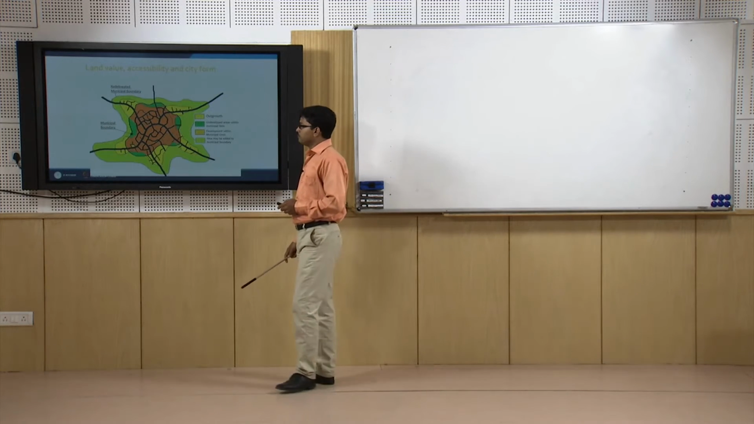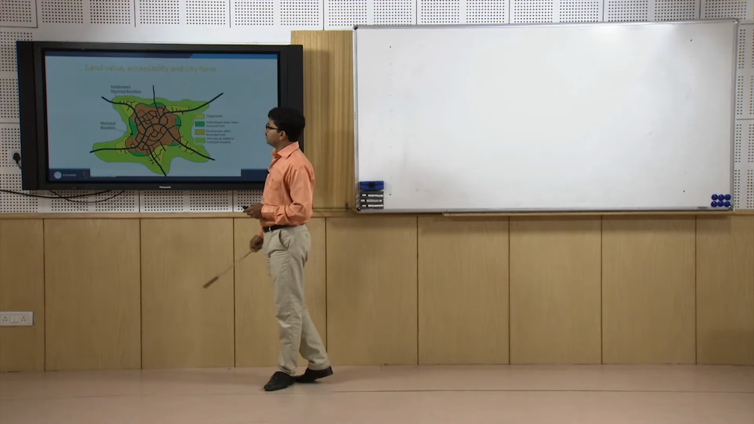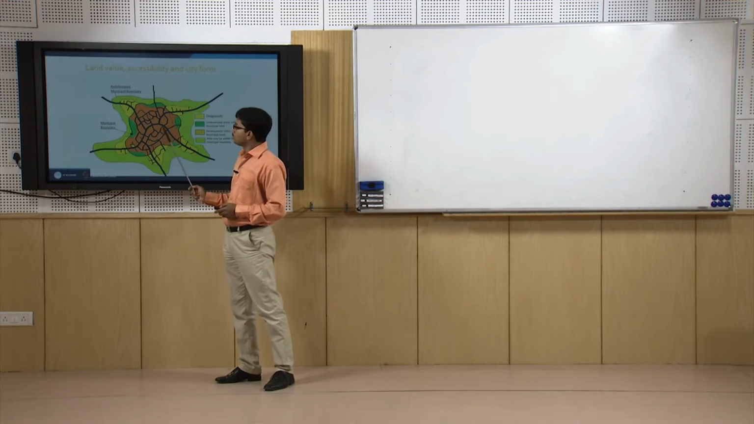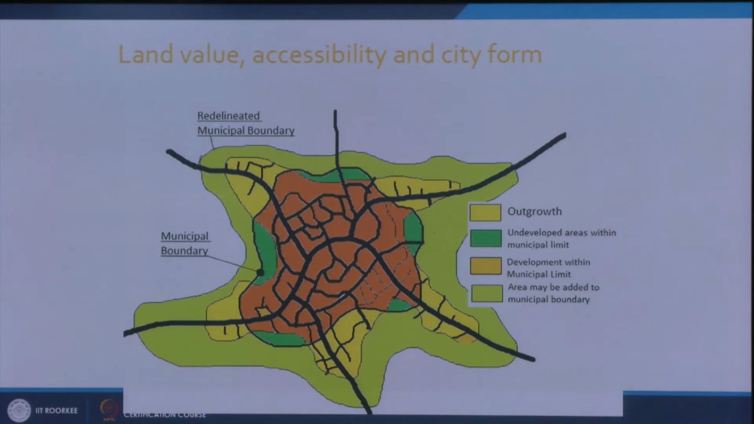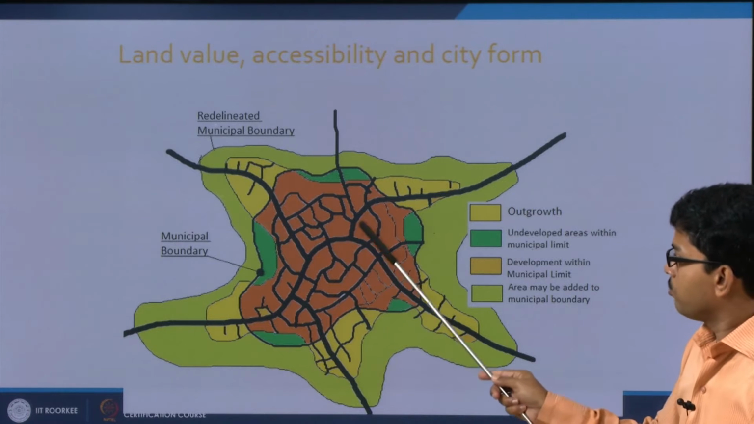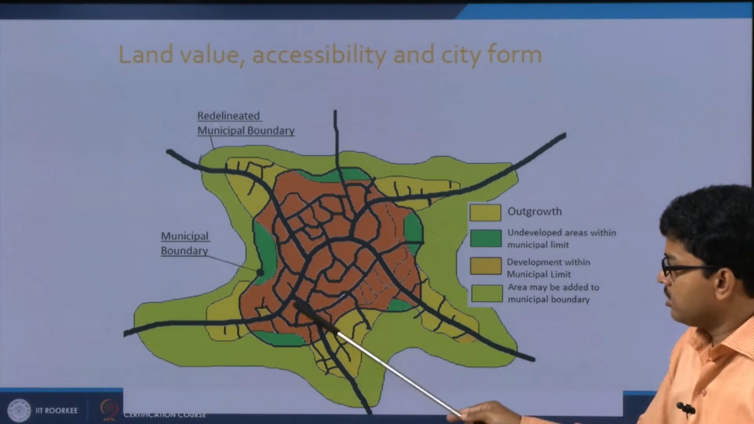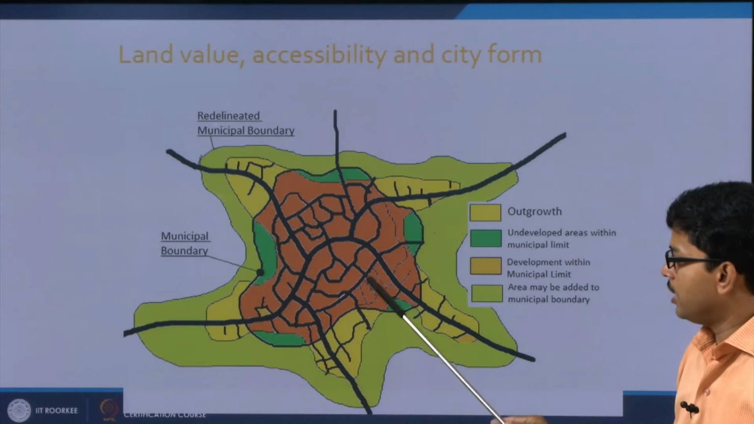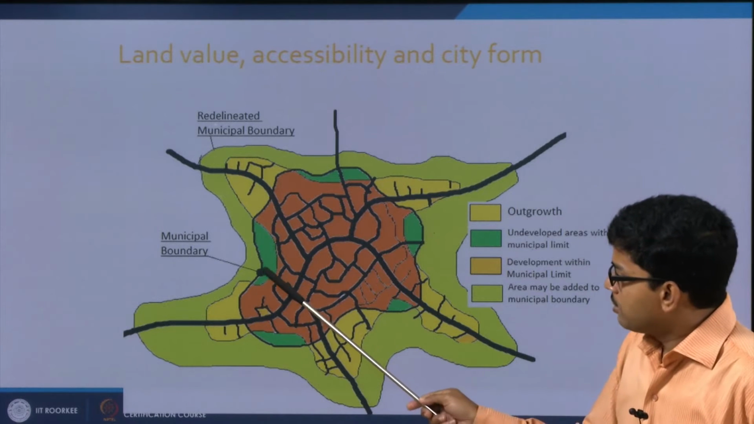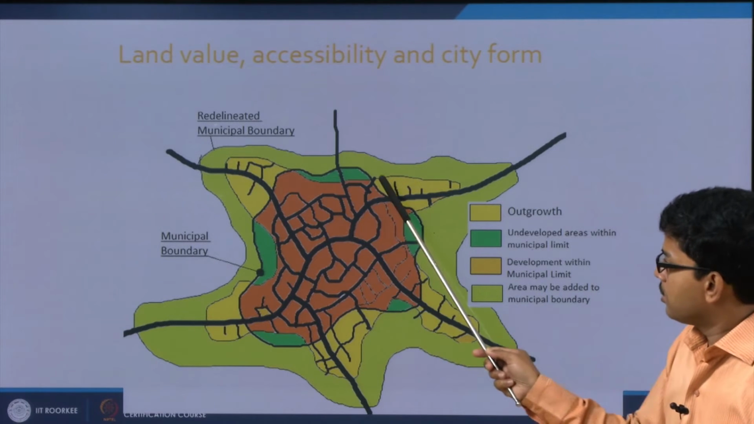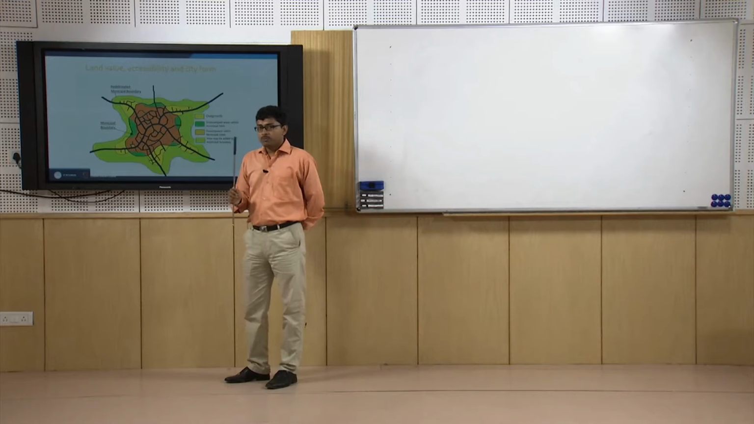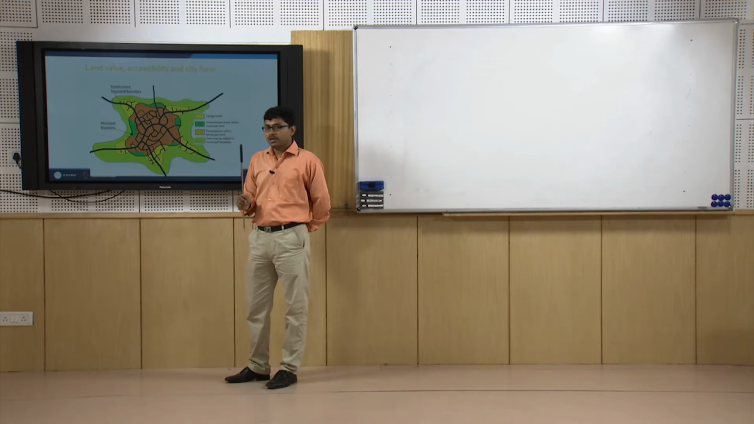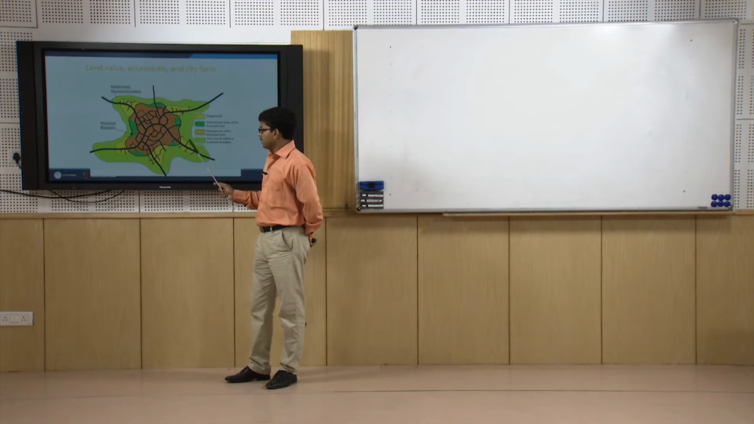Now, let us see a conceptual plan of a city, how a city grows and how land value, accessibility and city form are interrelated. You can see the major transport network of a typical city. These are the major roads and these are the other roads. This boundary is the city municipal boundary.